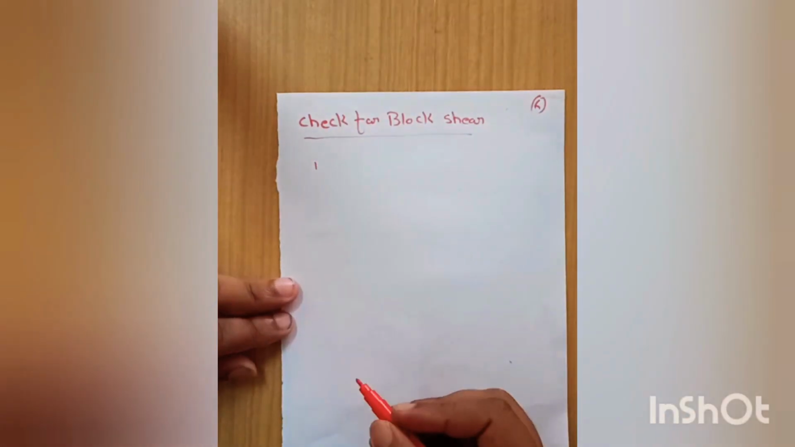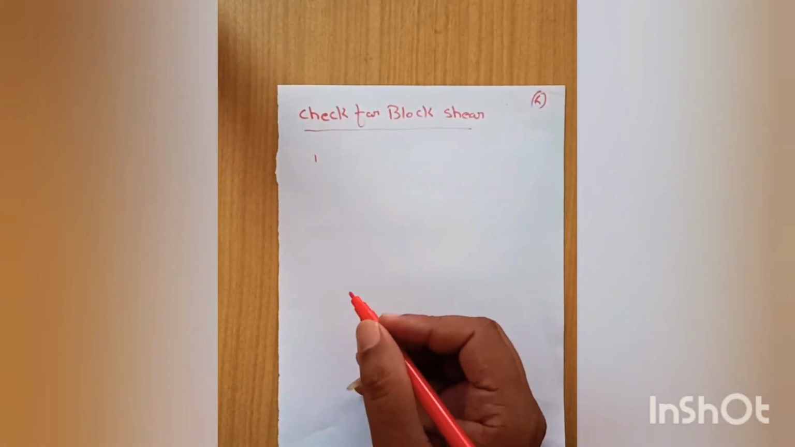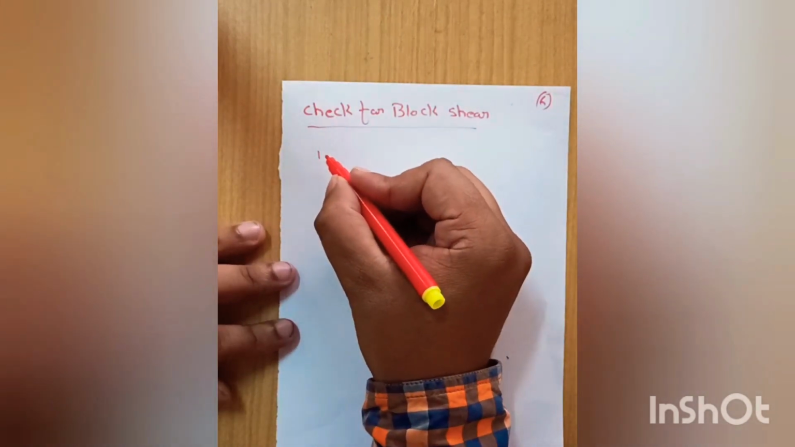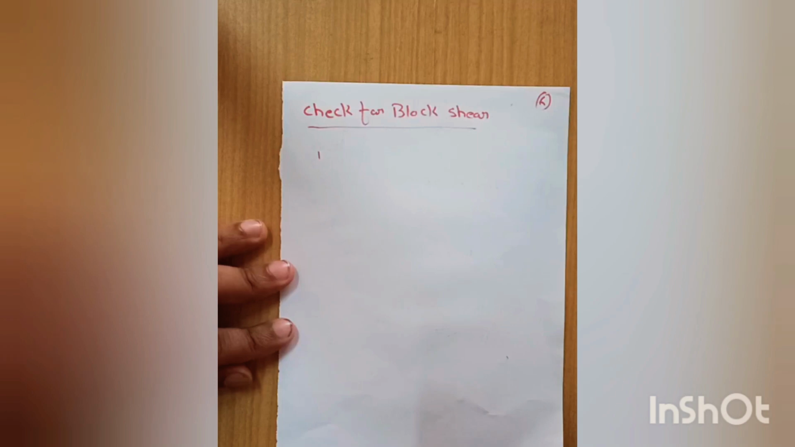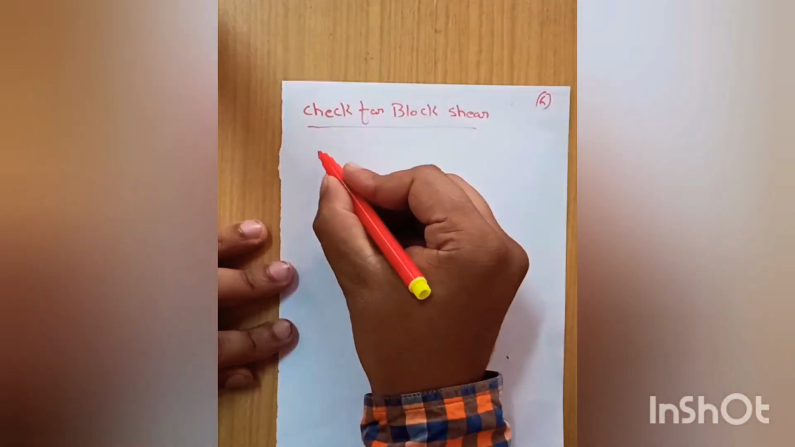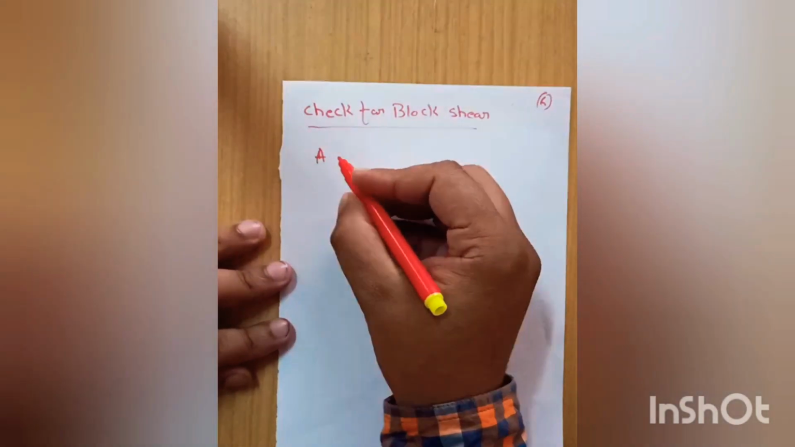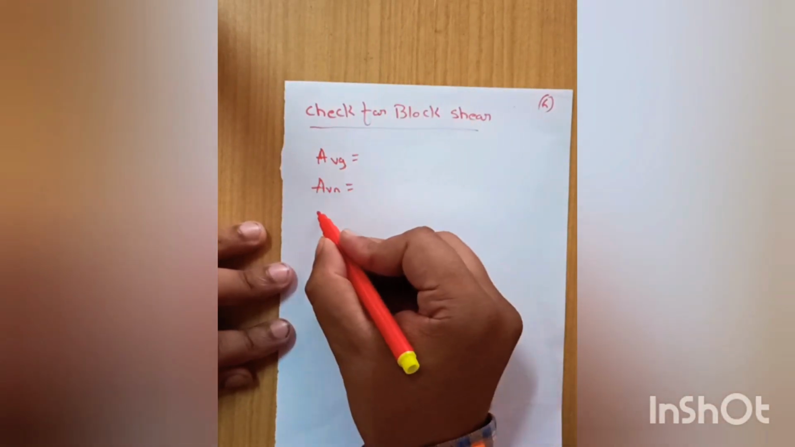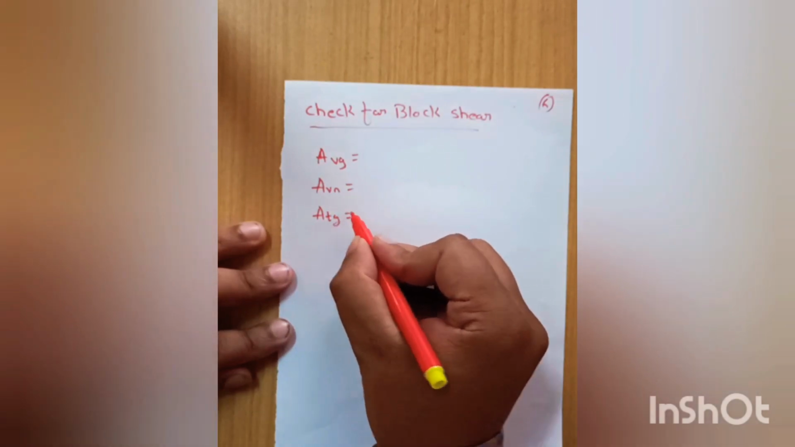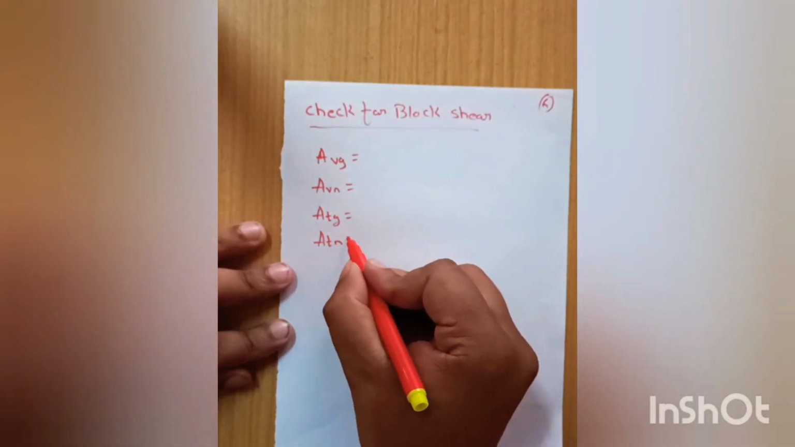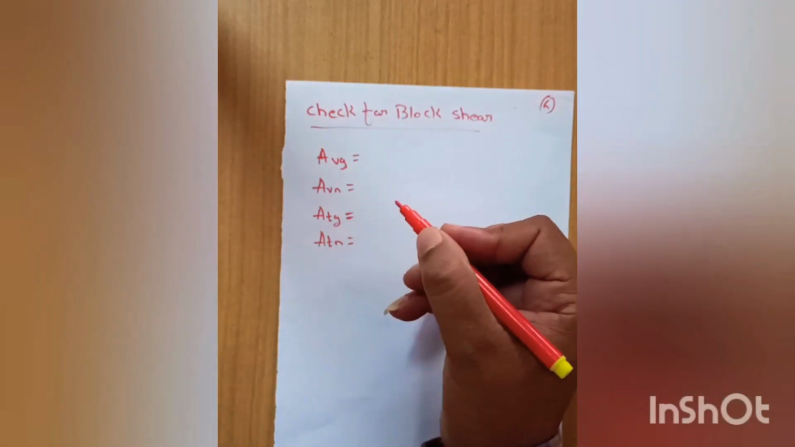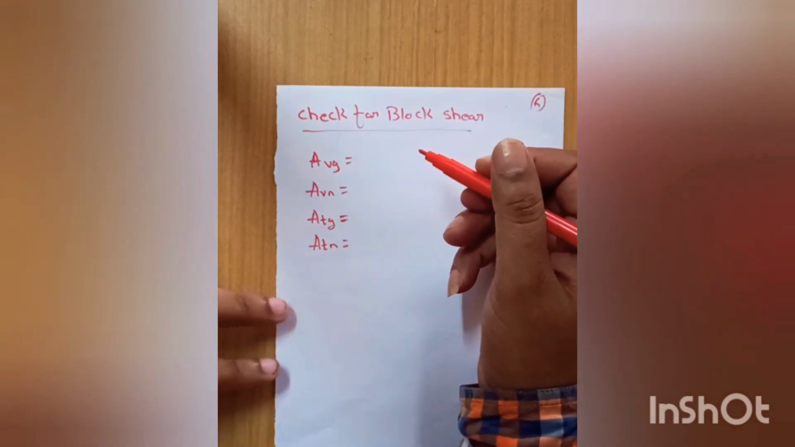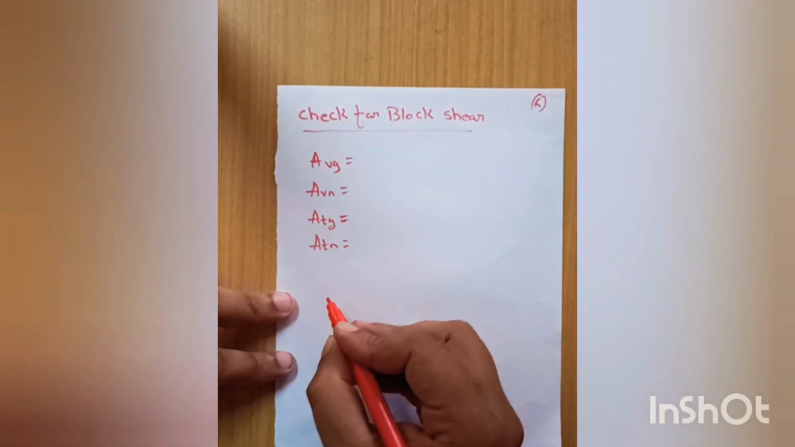So in case of a block shear, the unknown terms which we have are AVG, AVN, ATG and ATN, right? In previous problems we have seen what these terms are, but in case of welded connection, let us see once again.